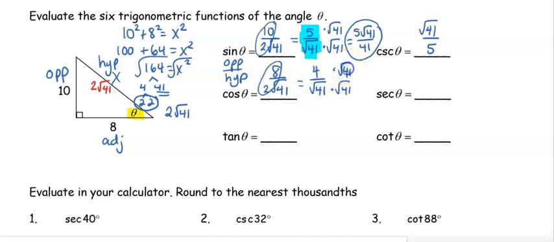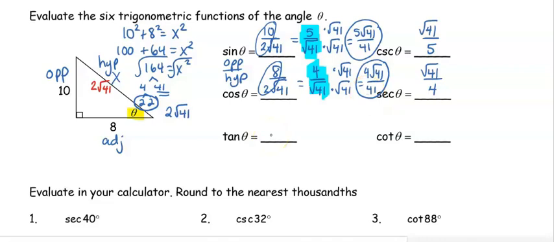And we rationalize, giving us 4 root 41 all over 41. Again, when I'm doing my secant, the reciprocal, I go back a step. Again, it's just going to make my life easier rather than using the final answer for cosine.